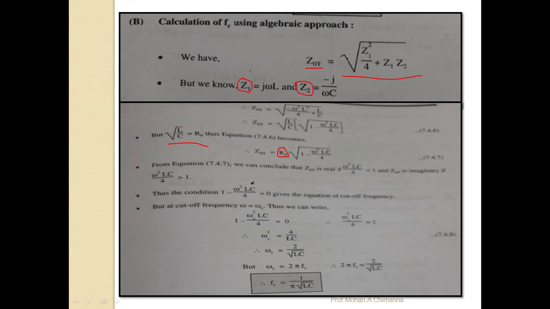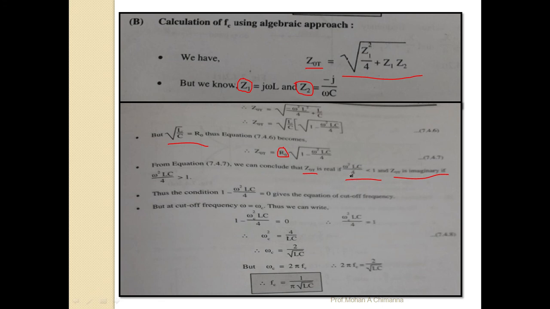From that equation we can conclude that ZOT is real if omega square LC by 4 is less than 1, and ZOT is imaginary if omega square LC upon 4 is greater than 1.